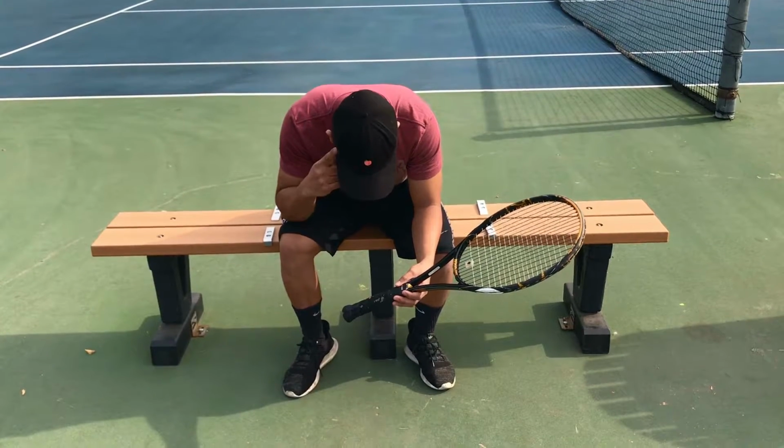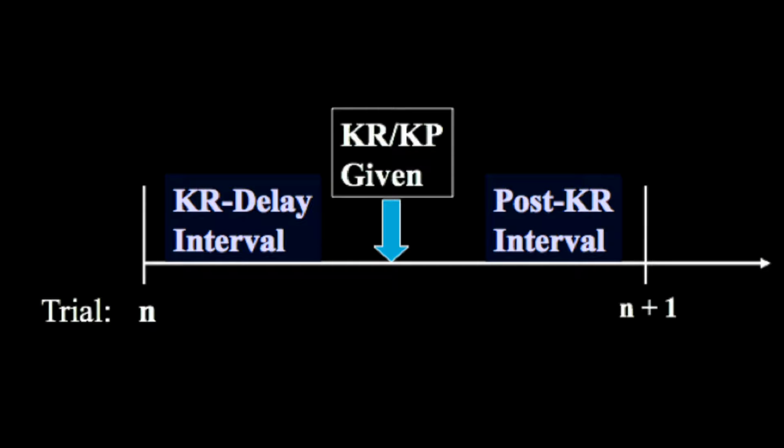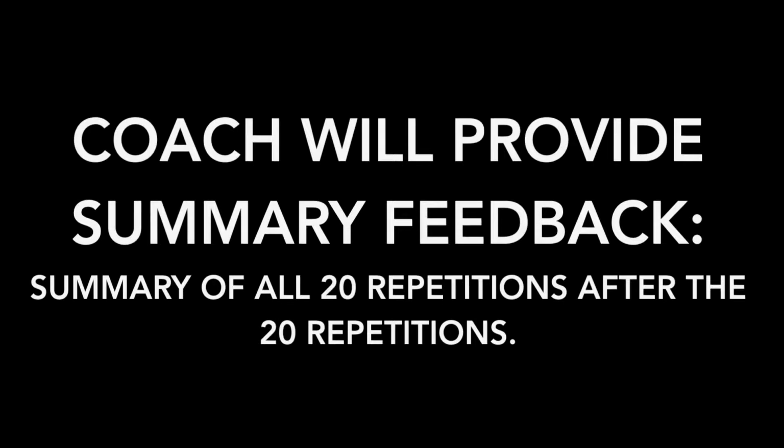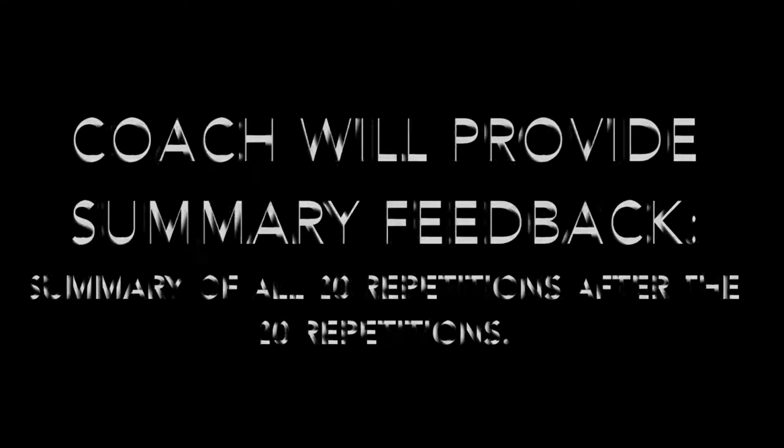Because the timing of feedback is crucial, the coach wants to promote the KR delay interval, which is the interval between the end of the performance and providing feedback. The KR-KP delay interval should be long since we want the performer to use their task intrinsic feedback. Therefore, once sufficient time has passed, the coach will provide summary feedback, meaning the coach will provide a summary of all 20 repetitions after 20 repetitions.